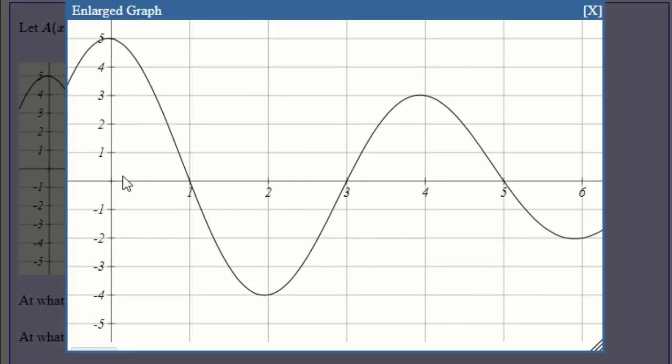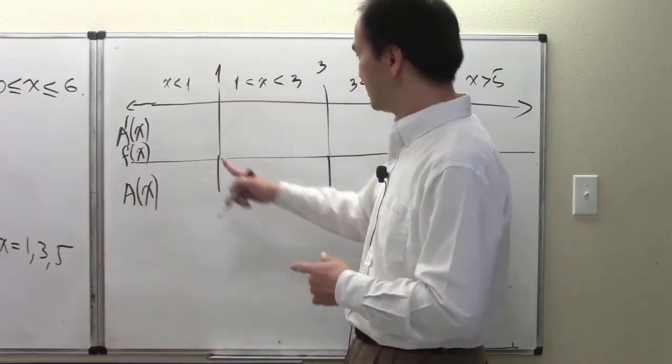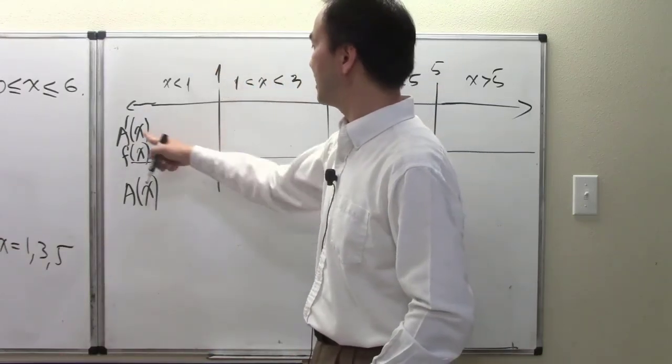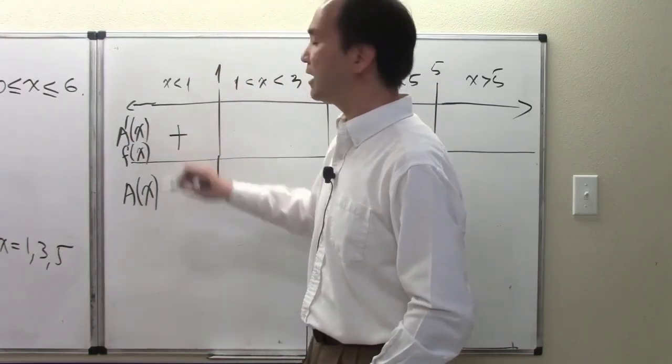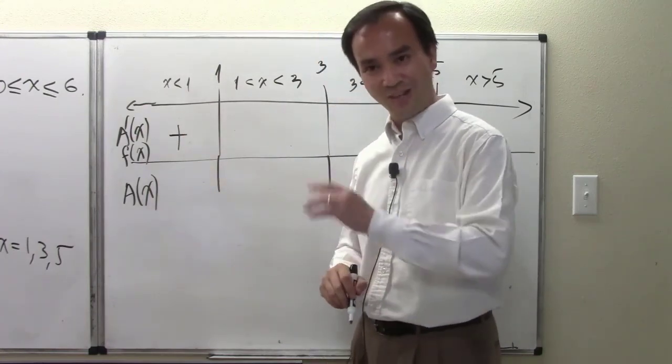And so in that interval before 1 right here, in that interval for x less than 1, you see our graph is above the x-axis. The graph itself is above the x-axis. Okay, that means f of x is positive, or a prime of x is positive in this interval, anywhere from minus infinity to 1. Okay, so now I can fill out some information. This interval here, a prime has to be positive in that interval. That's how we're finding it.